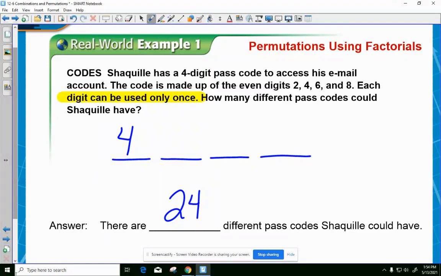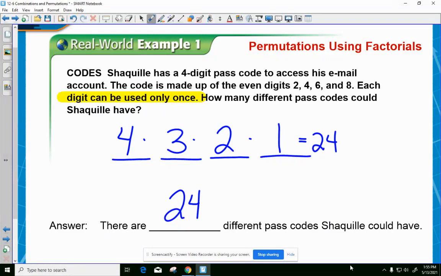When he goes to the next spot, how many choices? 3. Now he's down to 3. Whatever this first number was, he chose a number here, and he's down by 1, so he's only got 3 choices left. After that, he's down to 2 choices, and in the end, he doesn't have a choice. He's got 1 number left, and it's got to go there. If you take 4 times 3 times 2 times 1, you will get 24. That is how I got the answer.